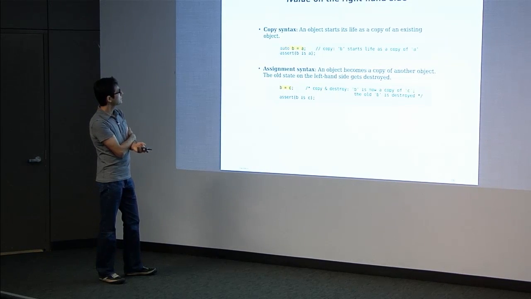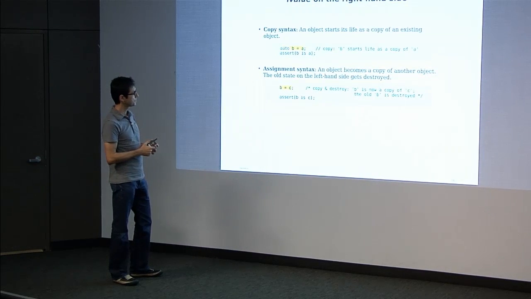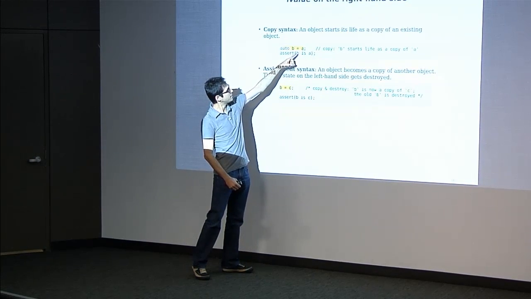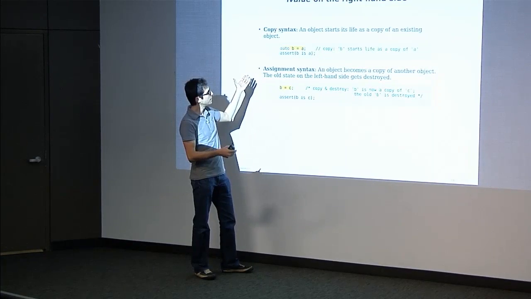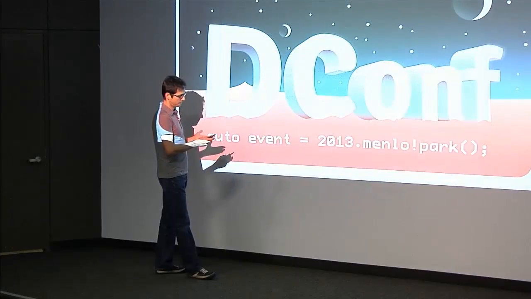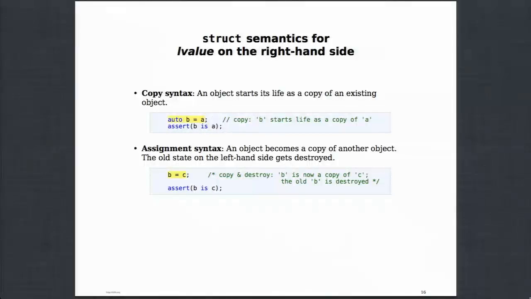Now, this is the struct semantics for an Lvalue appearing on the right-hand side. They have a little different meanings from rvalues, because if you already have a variable A, which means it's an Lvalue, this copy operation is semantically a copy. And if you have an assignment syntax, and you have an Lvalue on the right-hand side, that is semantically a copy and destroy operation. B becomes a copy of C, and B's old state must be destroyed. This is how struct copy and assignment syntax work for an Lvalue on the right-hand side.